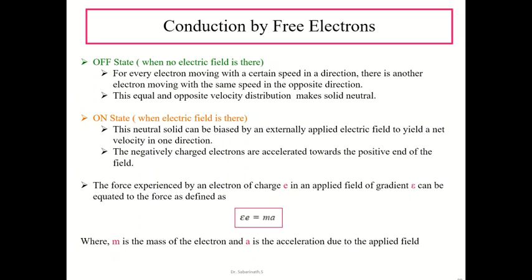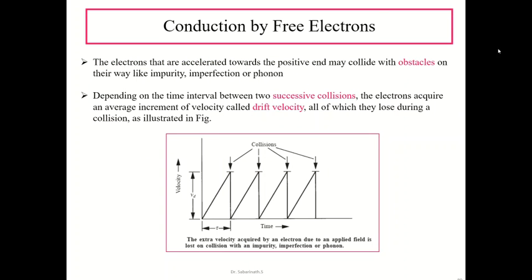So here m is the mass of the electron and a is the acceleration caused due to the applied field. So the electrons that are accelerated towards the positive end do not increase their velocity indefinitely. They collide with the obstacles on their way, and depending upon the time interval between two successive collisions, the electrons will acquire an average velocity or average increment in velocity called drift velocity, all of which they lose during the collision. So here in this figure you can see the velocity time graph.